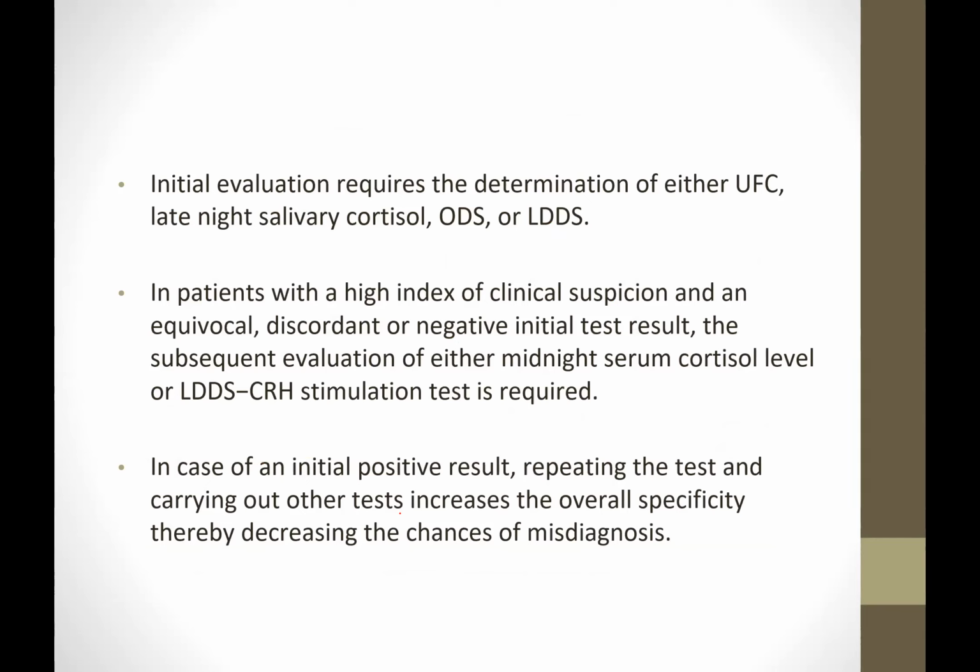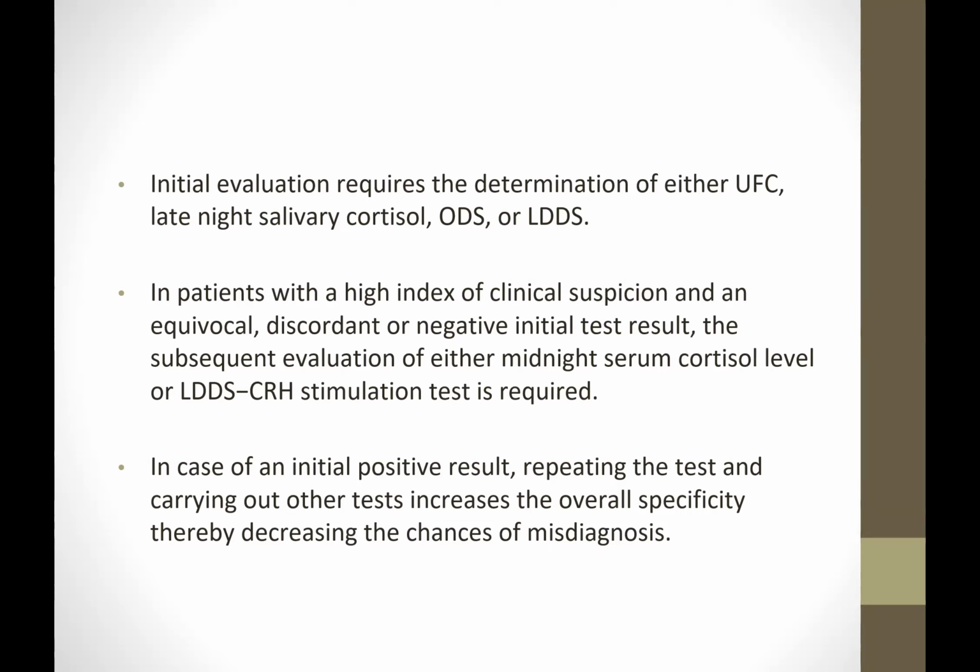Now, go ahead. Initial evaluation requires the determination of either urinary free cortisol, late night salivary cortisol, or overnight dexamethasone suppression, or low dose dexamethasone suppression. In a patient with a high index of clinical suspicion and an equivocal, discordant, or negative initial test result, the subsequent evaluation of either midnight serum cortisol level or low dose dexamethasone suppression corticotropin releasing hormone stimulation test is required. In case of an initial positive result, repeating the test and carrying out other tests increases the overall specificity, thereby decreasing the chance of misdiagnosis.